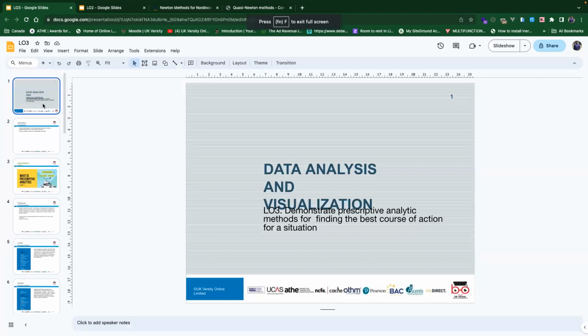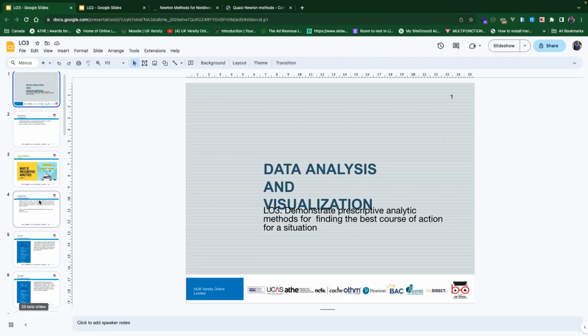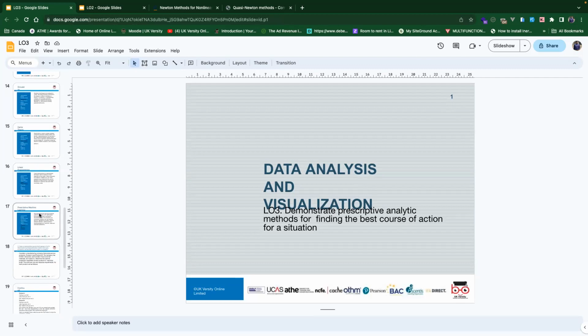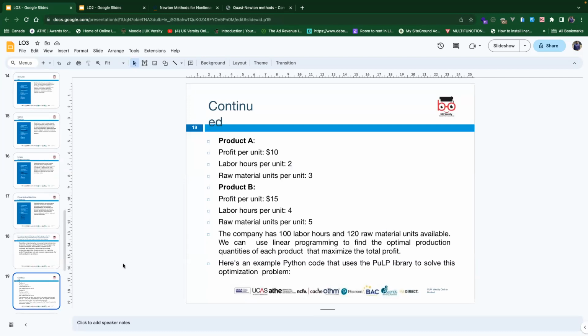So just to recap what we did today, we looked at how to demonstrate prescriptive analytic methods for finding the best course of action for a situation. We looked at an example of a farmer with product A and product B, to find the best course of action, and we concluded that linear programming is the best to find the optimal production quantities for each product and maximize total profit.